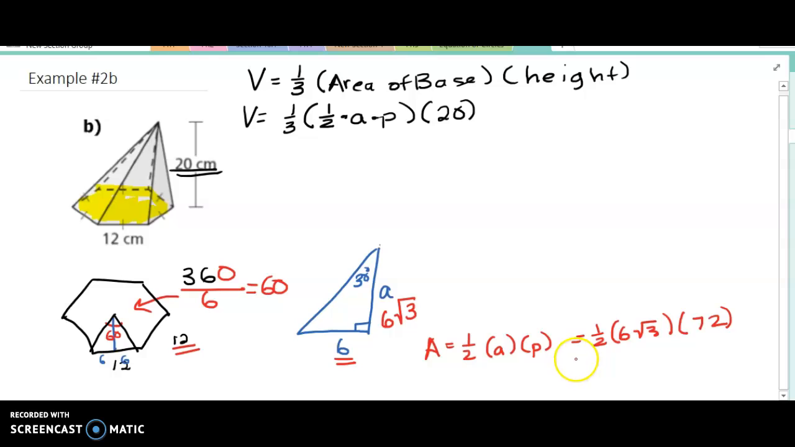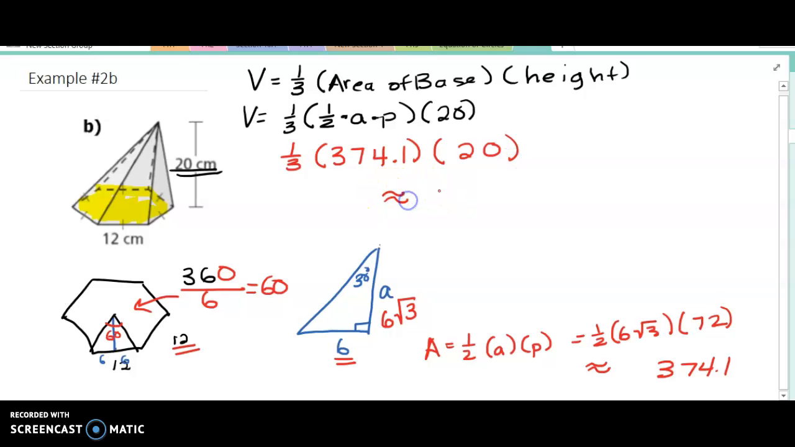Okay, and if you put that into your calculator, you get roughly 374.1. So if I come back up here, 1/3 times 374.1 times 20. Put that in your calculator. You should get roughly 2494.2 centimeters cubed.